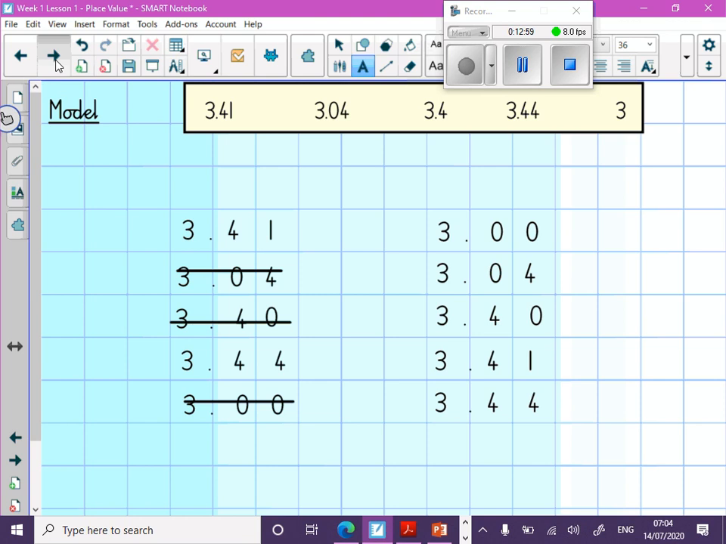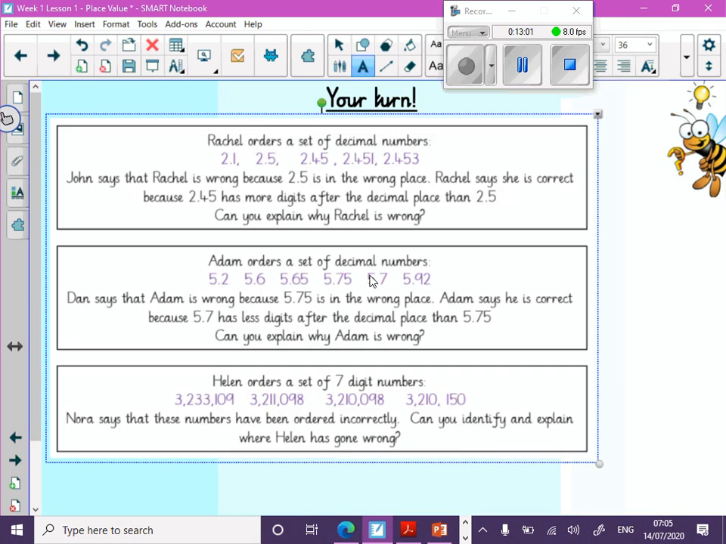What I want you to have a go at now is to see if you can have a go at ordering some of these numbers. Now, this isn't a problem-solving way because I want you to apply what we've just done. So ordering the numbers, the decimal numbers, and the whole numbers from smallest to largest. However, this has been done so that you can explain what mistake these people have made.